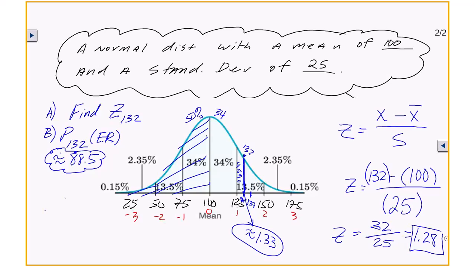Now, there's two types of z questions. One is with one score. The other is comparing two scores.